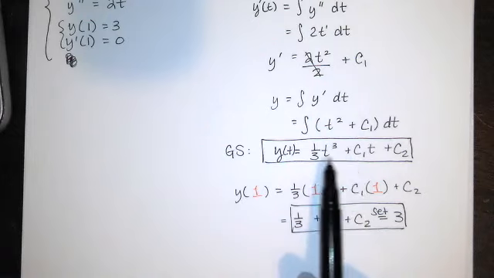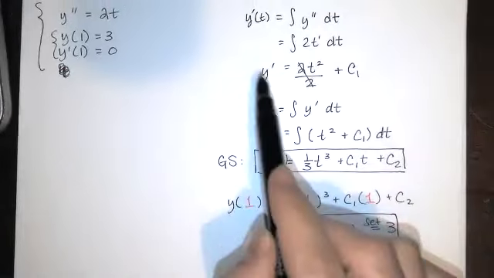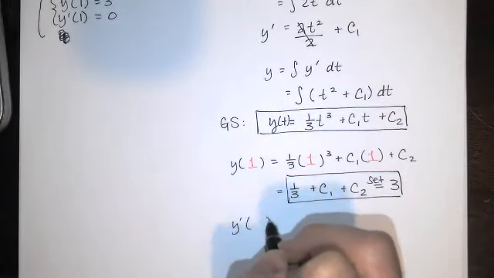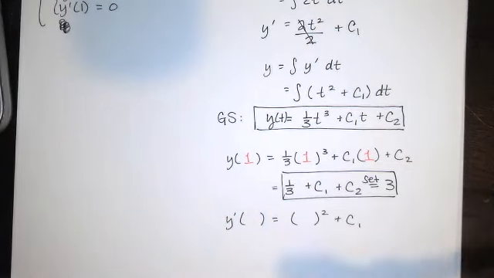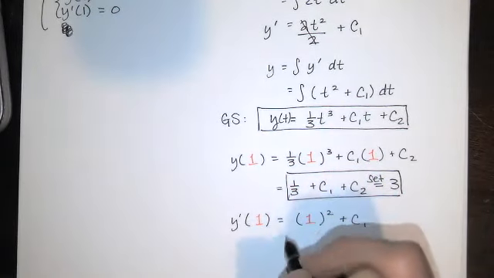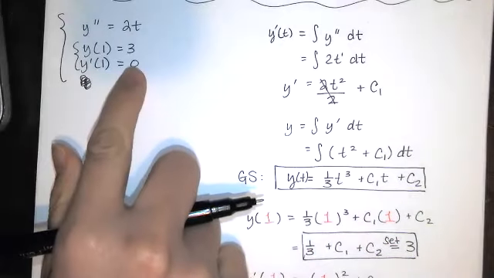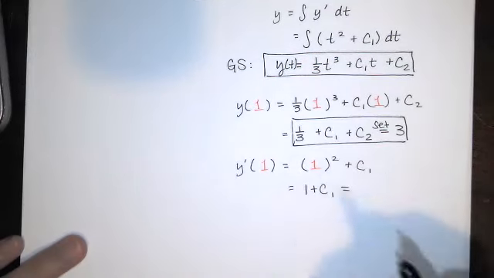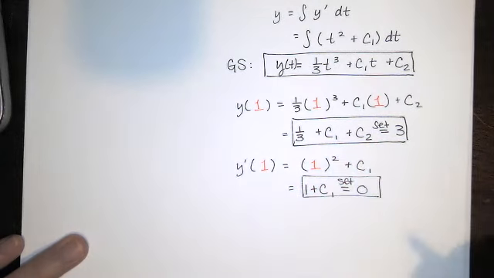So in order to find y prime of 1, typically we would differentiate the result. Actually, we already have up here that y prime equals t squared plus c1. So I've got my input squared plus c1 is y prime. And then I want to input t equals 1. So I get 1 plus c1, and that has to be equal to 0. So we replace t with 1, we set y prime equal to 0, and since this is one equation with one unknown, you can solve for C1.